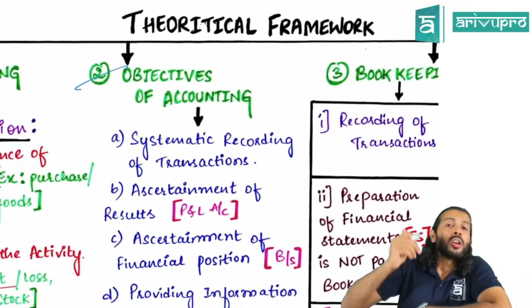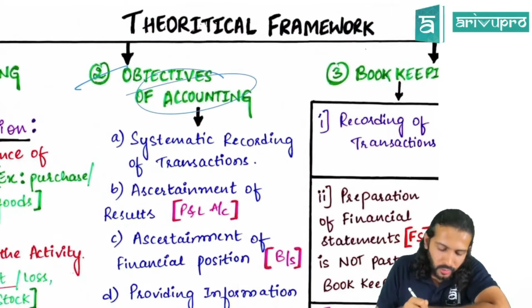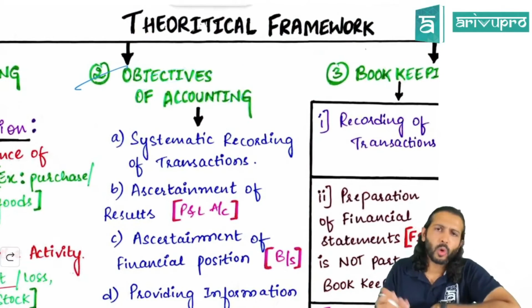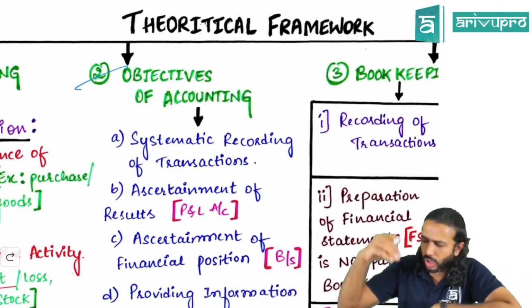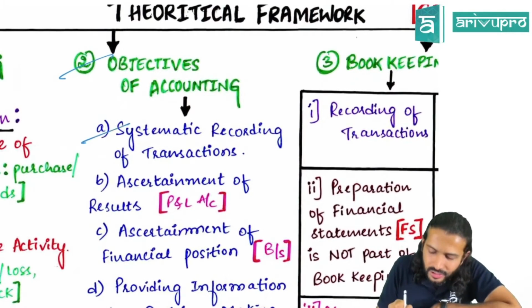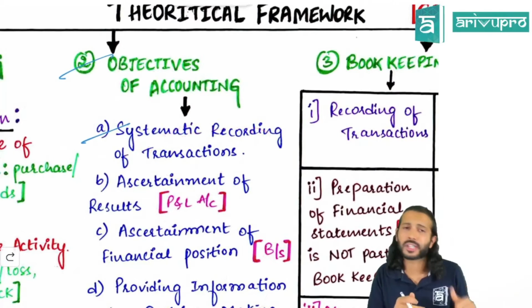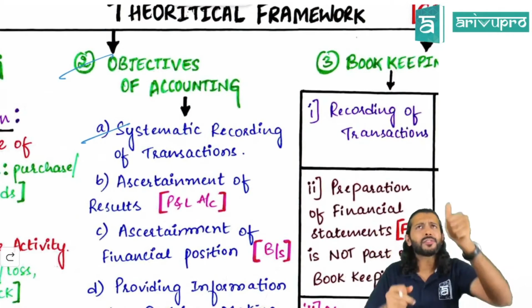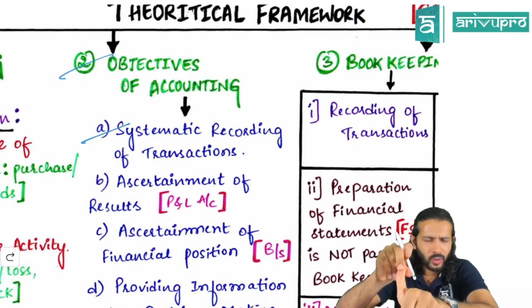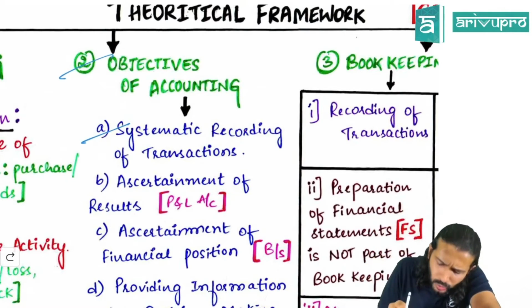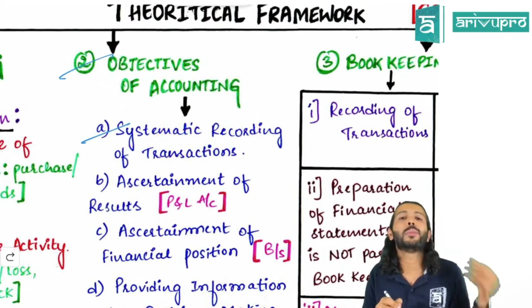Okay. Next is objectives of accounting. Why do we do accounting? What do we achieve from accounting by doing all this drama? First, you will be able to record all the transactions. That is the first objective. If there is any monetary transaction, it should be recorded. That is one of the objectives you will achieve by accounting.